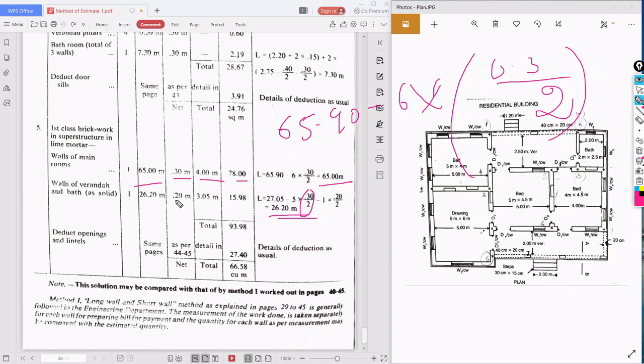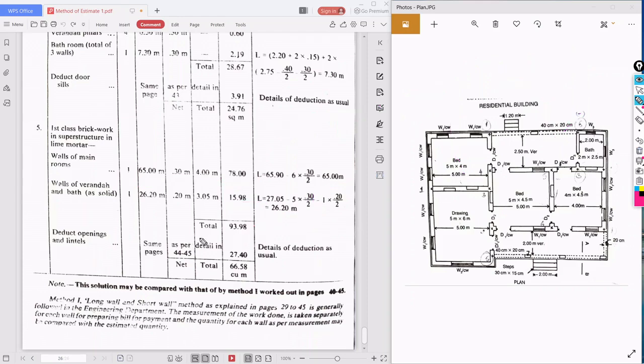So 26.20 into 0.20 meter into 3.05 is the height, I already explained in the section. So 15.98, total is 93.98. For that deduct the openings and lintels as explained in the long wall and short wall method. The answer is coming as 27.40. So 93.98 minus 27.40 is 66.58 cubic meter. That's it. So this was about the center line method.